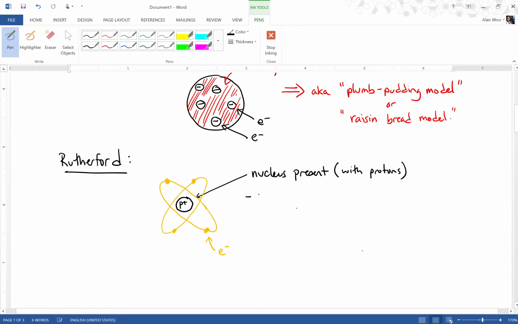Okay. The electrons here moved around the nucleus, which is fine. Okay, it should move around the nucleus, but it was in random directions.